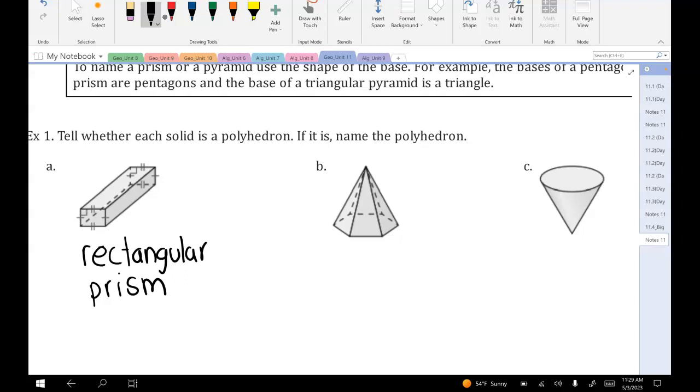Example B, the base has 1, 2, 3, 4, 5, 6 sides to it. So 6 sides is a hexagon, and it's a pyramid shape. So we'd call this a hexagonal pyramid.